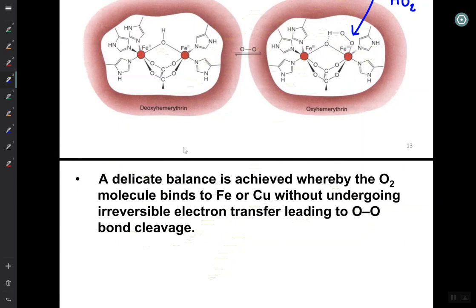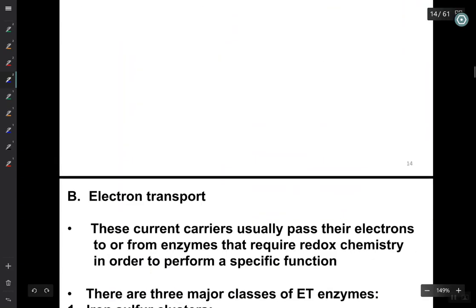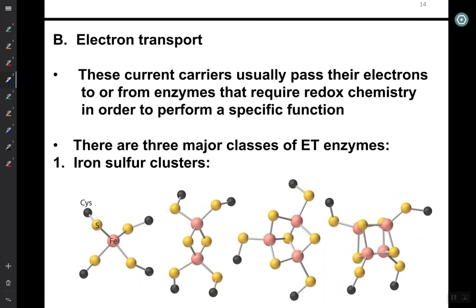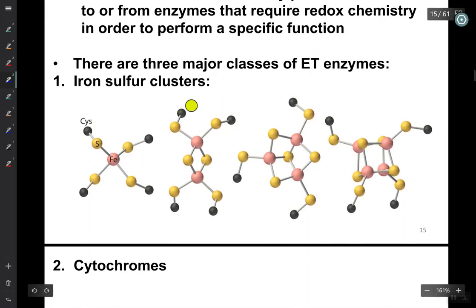There are other proteins that don't just bind O2, but they'll activate it and use that O2 molecule to carry out other reactions, which we'll talk about soon. So those are examples of O2 transporters. There are metalloproteins that are only involved in electron transfer, so they only move electrons around. These carriers usually pass electrons to or from enzymes that require redox chemistry in order to perform a specific function. There are three major classes of these electron transfer proteins.